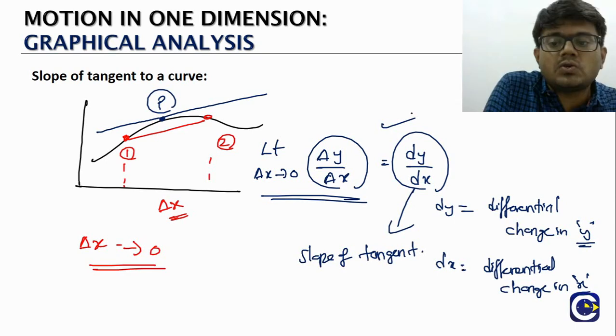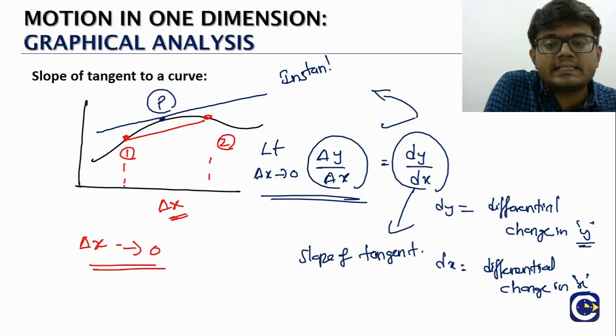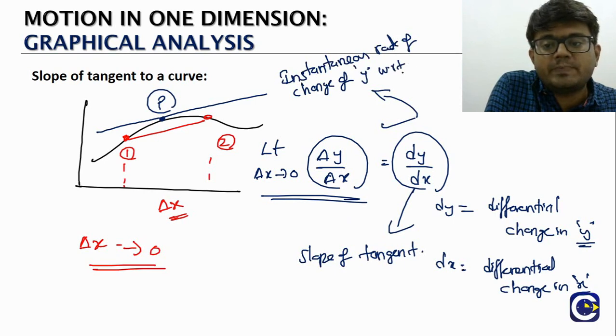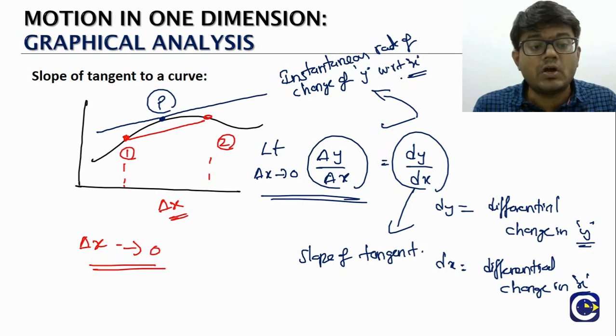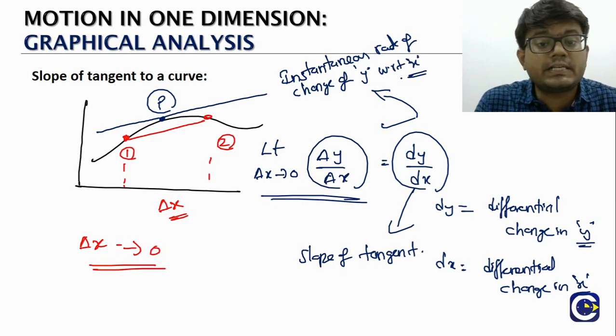Okay, so this is also what we will be referring to as the instantaneous rate of change of y with respect to x. So we can see clearly where these things are going to be used. So we talked about what is the slope of the chord and what is the slope of the tangent.